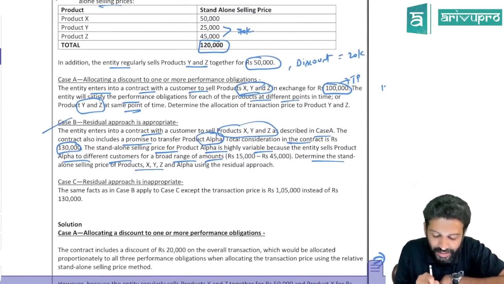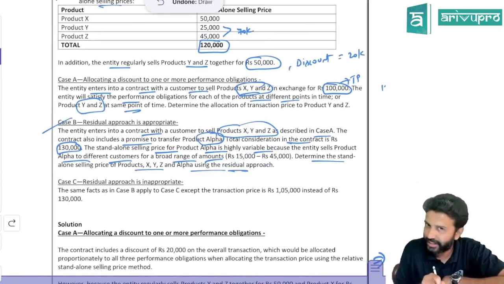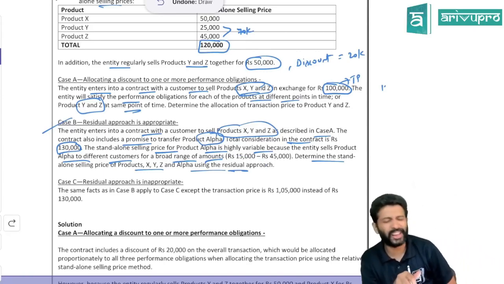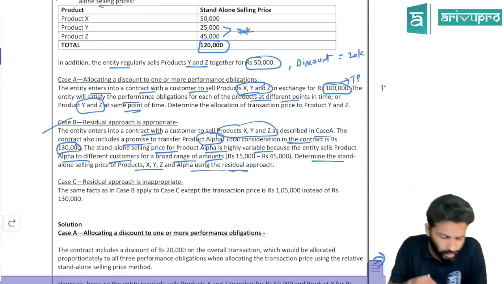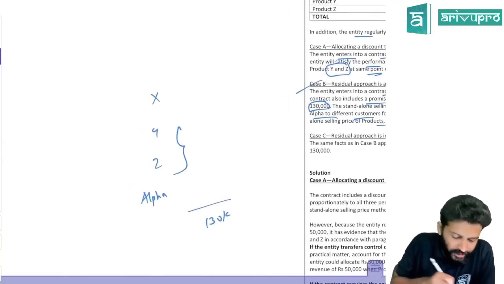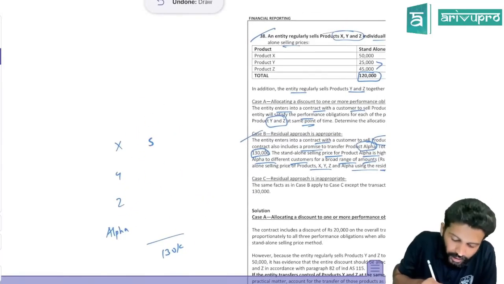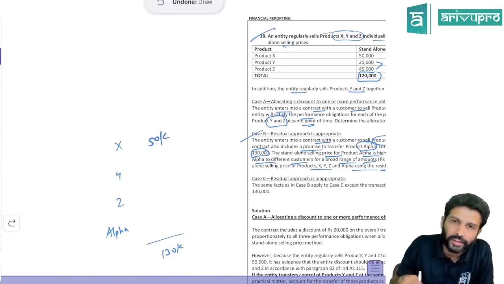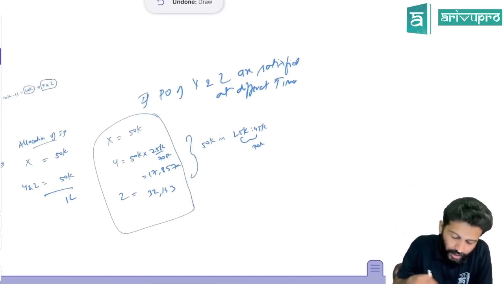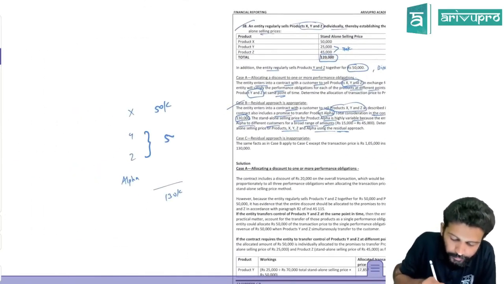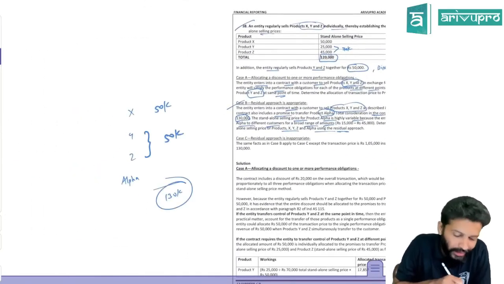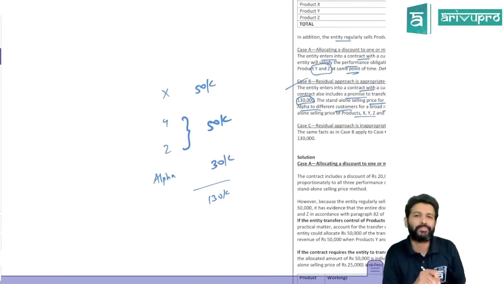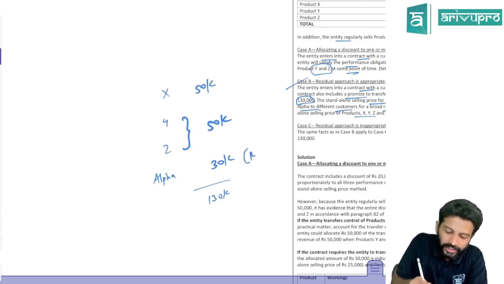So determine the standalone selling price of XYZ using the residual approach. They're asking the allocation for XYZ, and for alpha they're saying use the residual approach, because alpha does not have a fixed price as the range is quite high. So how does the residual approach work? Simple. It's the same as the previous example. Have you given any discount on product X? No, it is 50,000 only. Y and Z put together is 50,000. That means out of 1,30,000, 1 lakh relates to X, Y, Z. The balance 30,000 you will give to alpha.